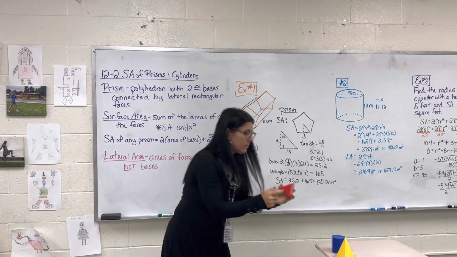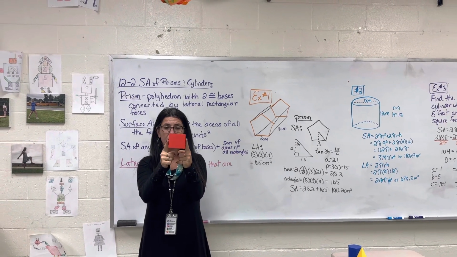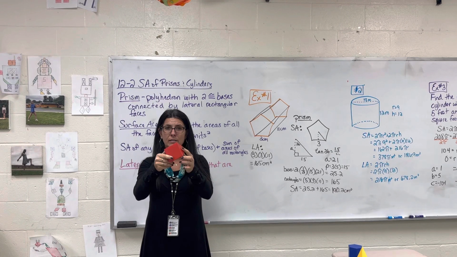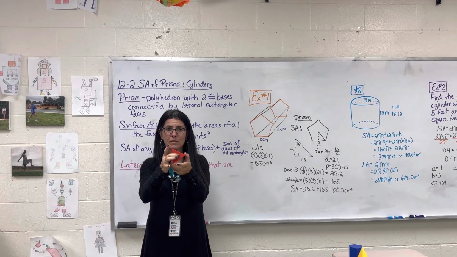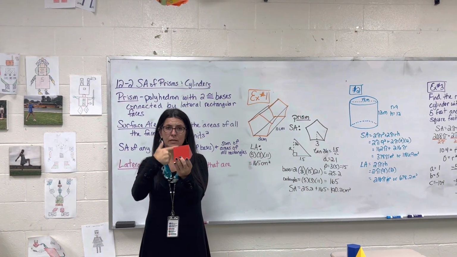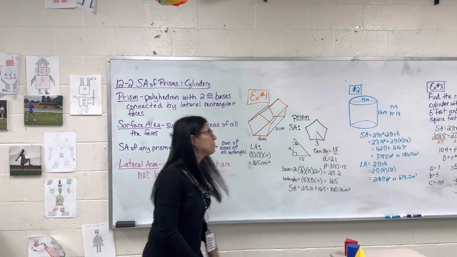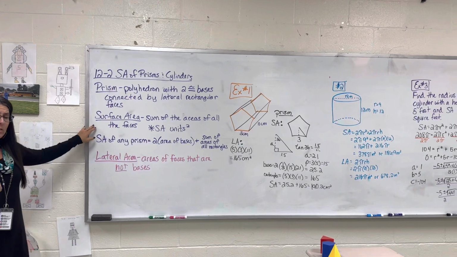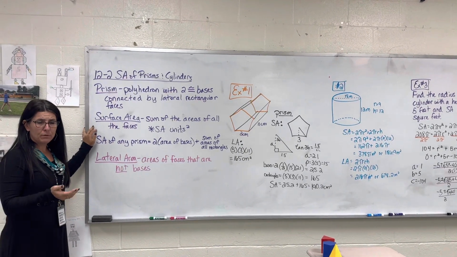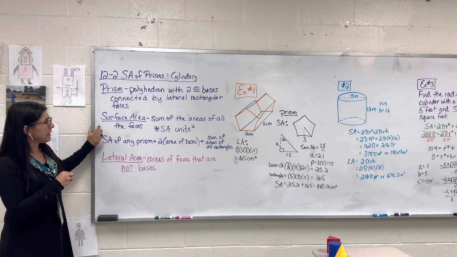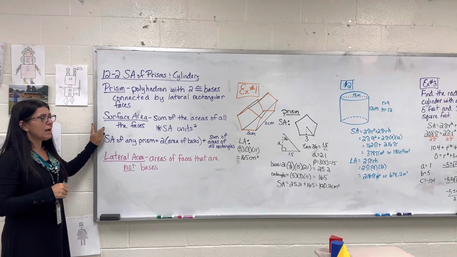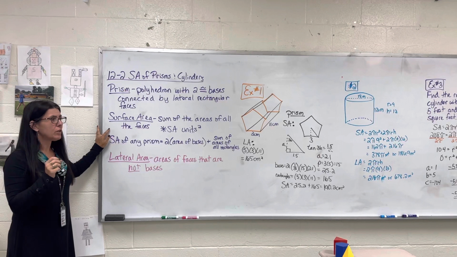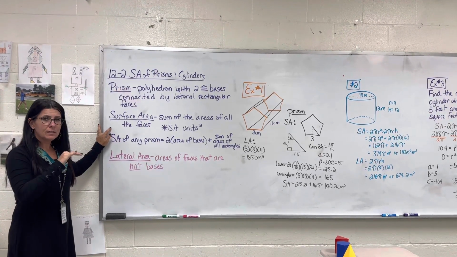Here's another example. We have two polygons that are exactly the same where my fingers are, and they're connected by rectangles. So the two bases that are congruent and parallel, connected by rectangles, make it a prism. Surface area is like wrapping paper: finding the area of all the surfaces and adding it together. For any 3D object, it's finding the area of all the pieces and adding it together.